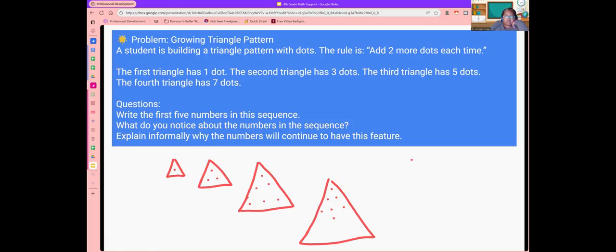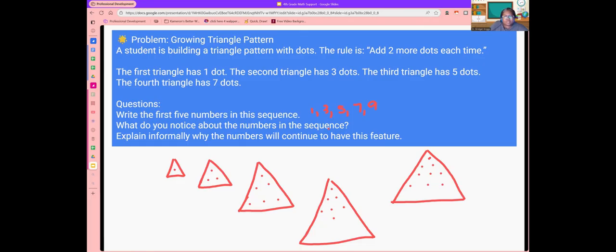And then, because we want to write the first 5 numbers in the sequence, we can go ahead and create a 5th triangle. Since we are adding 2 dots each time, that means this one should have 9. So 1, 2, 3, 4, 5, 6, 7, 8, 9. So what are the first 5 numbers in this sequence? They are 1, 3, 5, 7, 9. So we have completed our first task. Let's look at the second one.